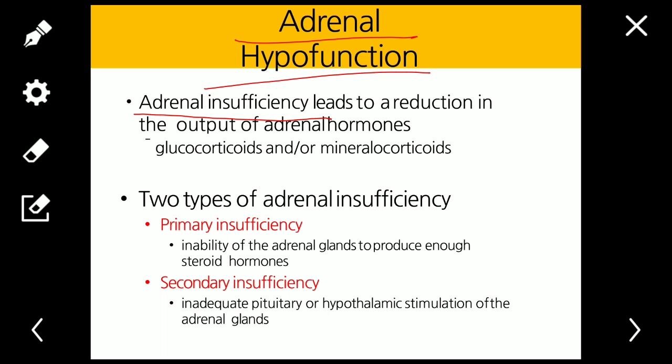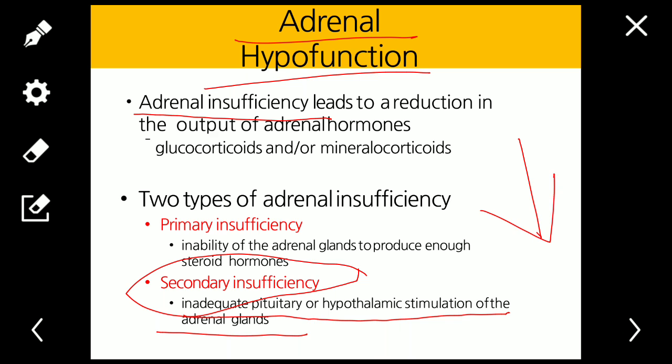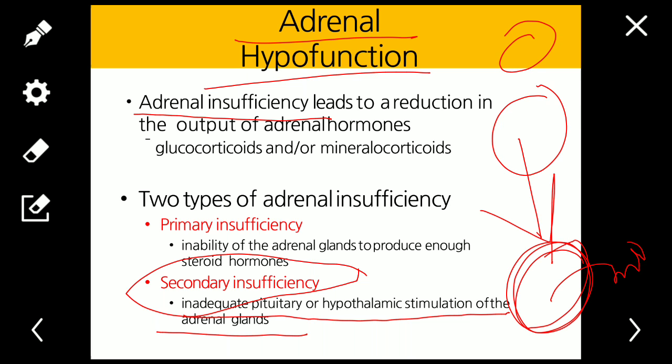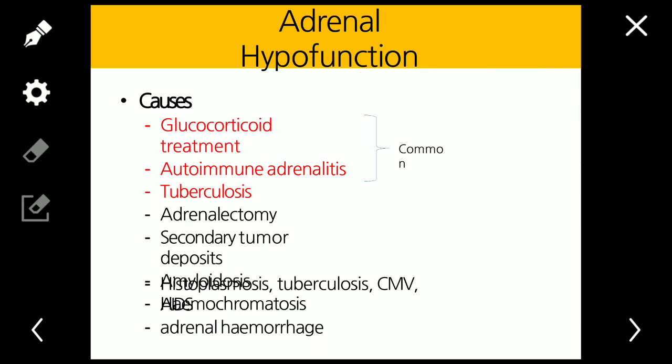One is called primary insufficiency, the inability of the adrenal gland to produce enough steroid hormones. Secondary insufficiency is inadequate pituitary or hypothalamic stimulation of the adrenal gland. So in secondary, the stimulus from the pituitary and hypothalamus itself is not reaching the adrenal gland, so no hormones. In primary, the hypothalamus and pituitary both are fine, but the problem is with the adrenal.